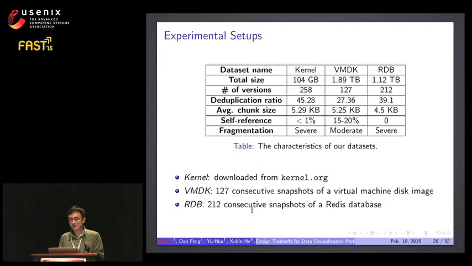And we use three datasets for evaluation, including kernel, VMDK, and RDB. Kernel consists of 258 versions of Linux kernel source code, VMDK consists of 127 consecutive snapshots of a virtual machine disk image, and RDB consists of 212 consecutive snapshots of a Redis database. The RDB dataset is very different from the other two datasets because self-references are very common in this dataset, and the results in this dataset are very different from the other two datasets.